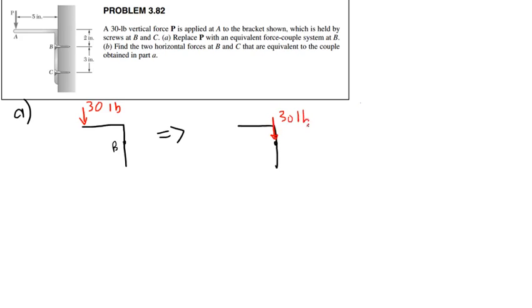The force here is 30 pounds, and the distance is 5 inches, so 30 times 5 would be 150 pound-inches, correct? 150 pound-inches. So a 150 pound-inch couple.